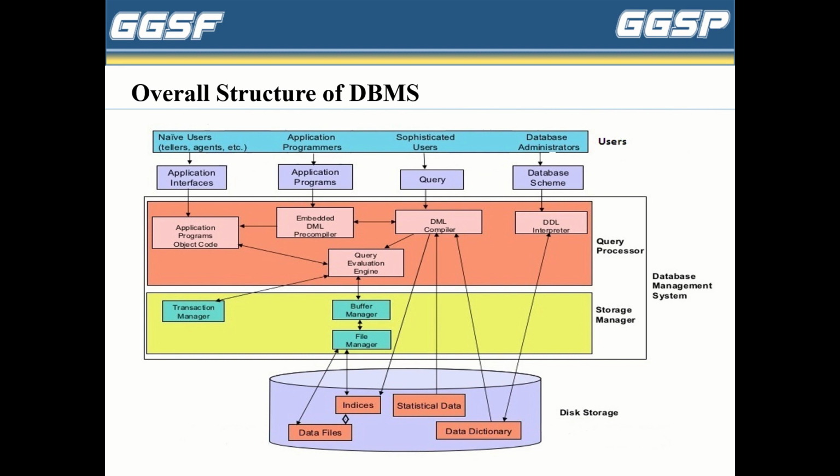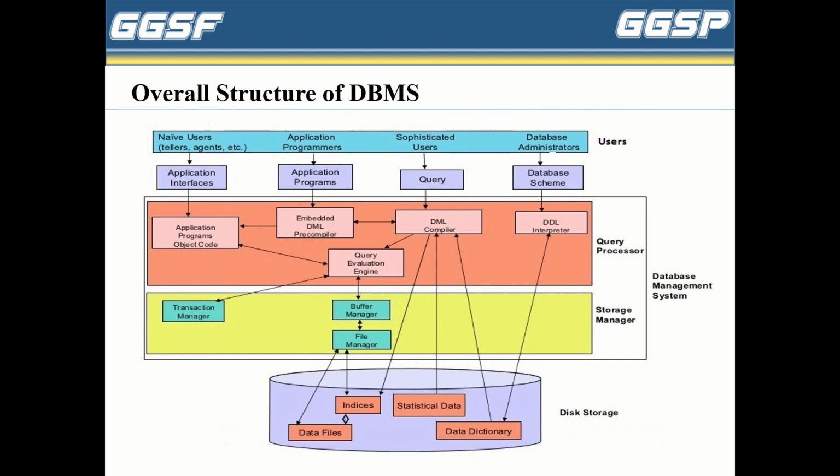So in user level there are four types of user. First, naive user. Second, application programmers. Third, sophisticated user. And the fourth one, database administrator. So this question is asked for 2 marks: enlist the different types of users. So the answer is naive user, application programmer, sophisticated user, and the database administrator.